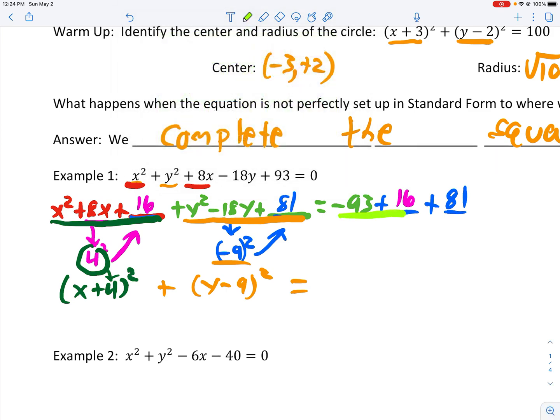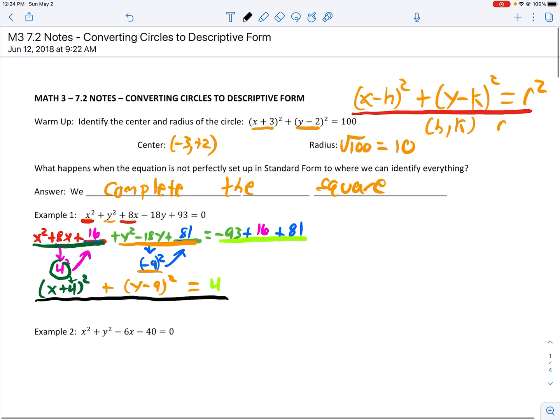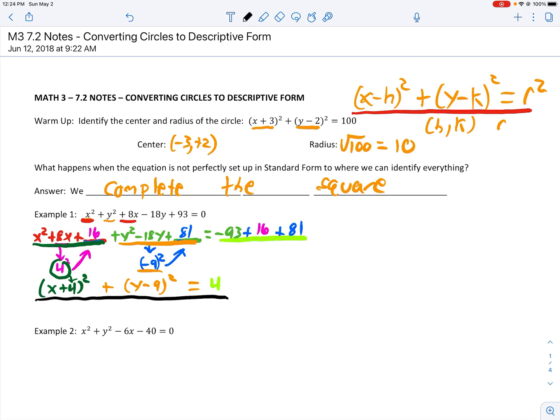So now on the right side, I'm going to add those three numbers up, and when you do that, you get 4. So now, if you look, my equation is now in what we call descriptive form, and it looks just like the orange one up there in the top right corner. So now I can find my center. My center would be opposite of plus 4, so minus 4, opposite of minus 9, so positive 9. And your radius would be the square root of 4, which is 2.